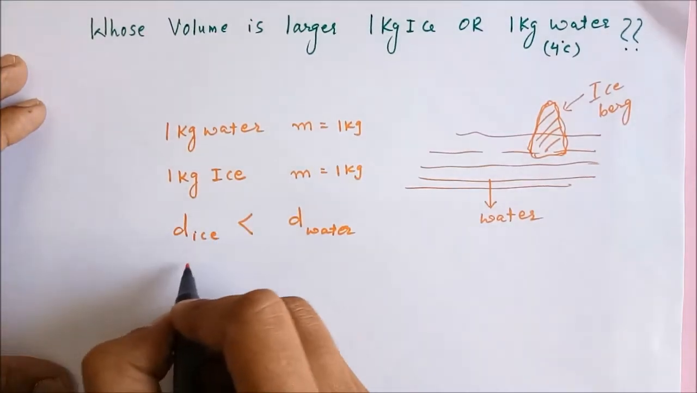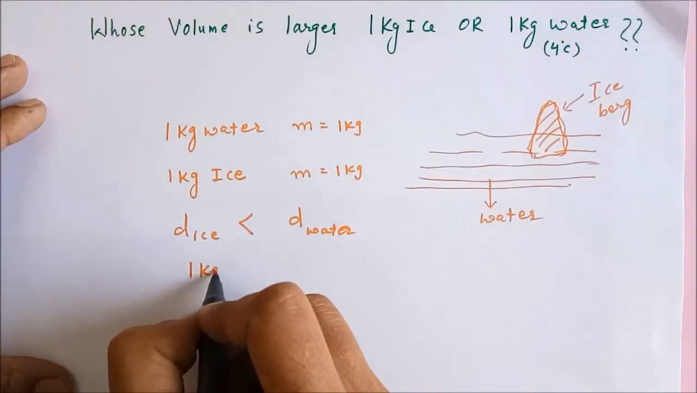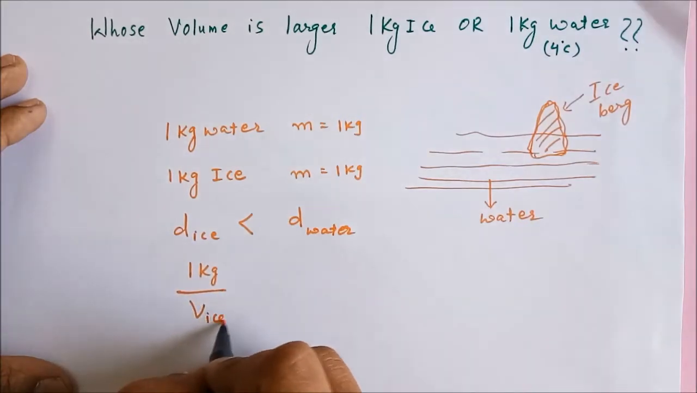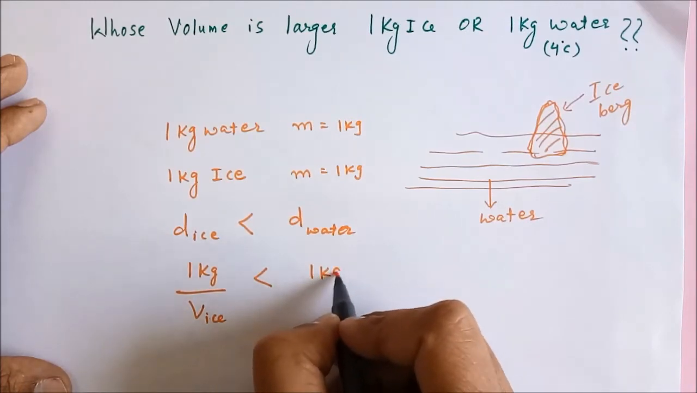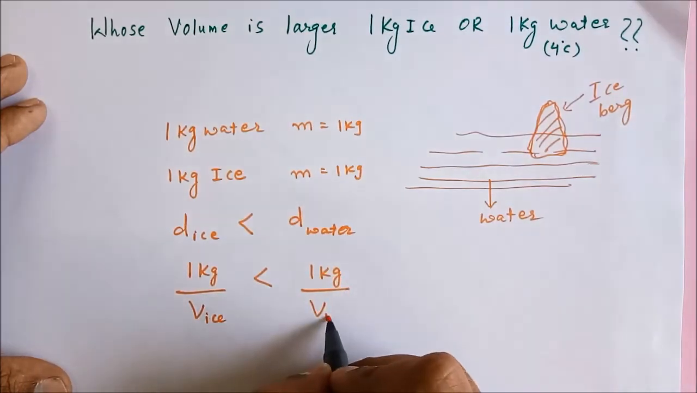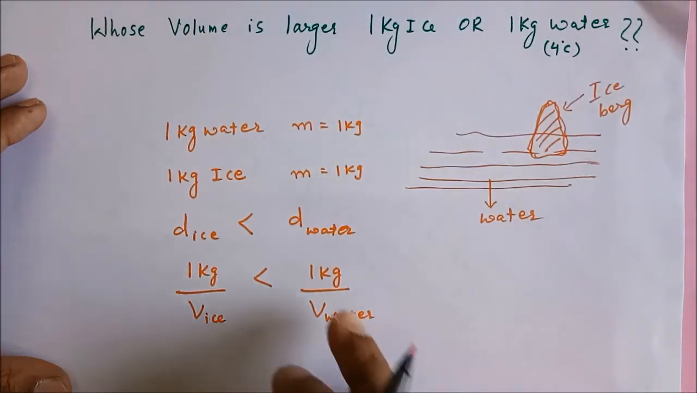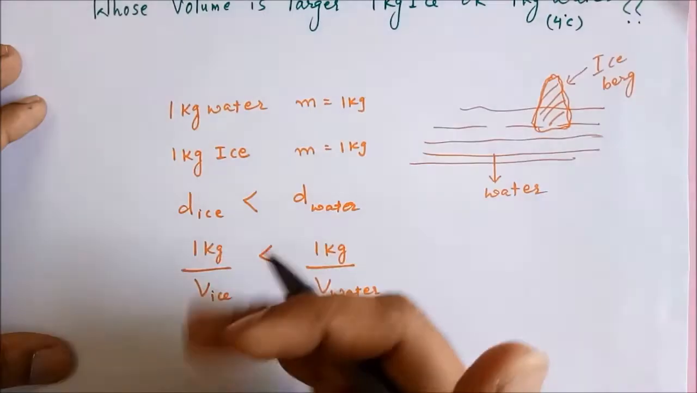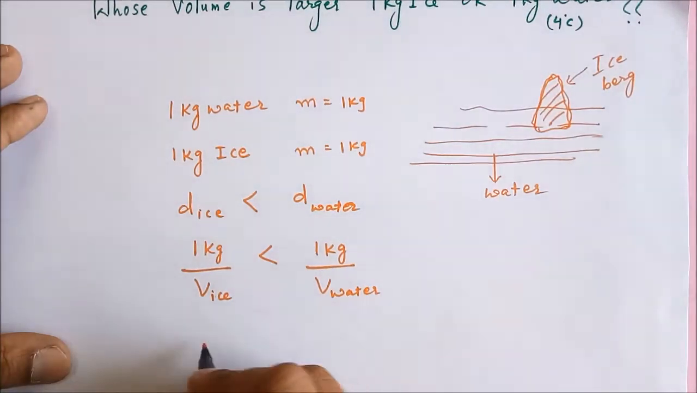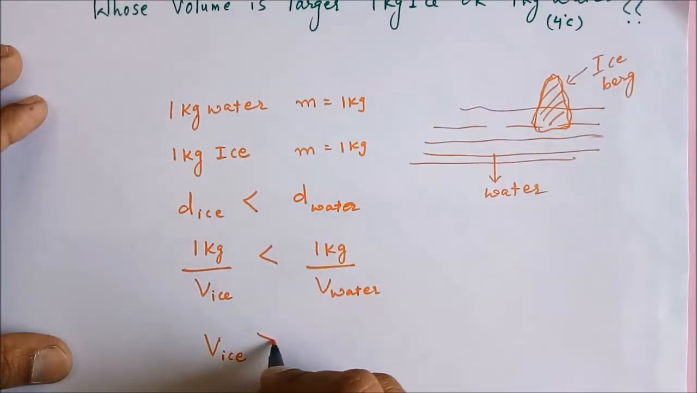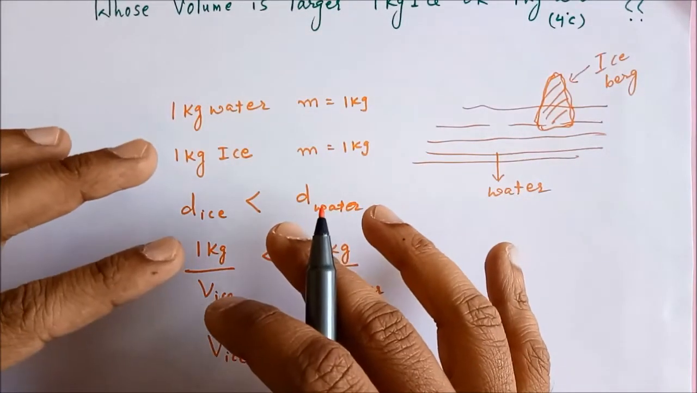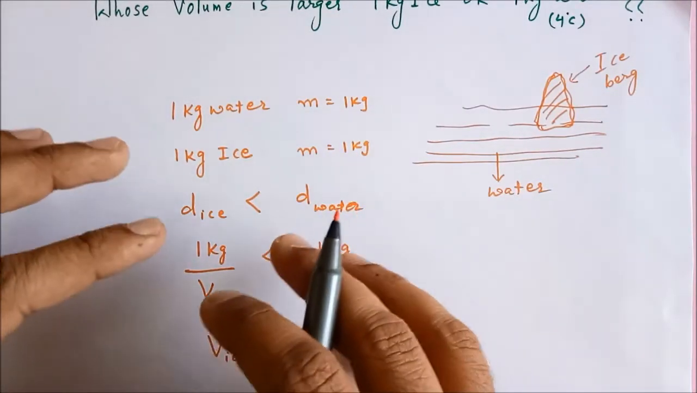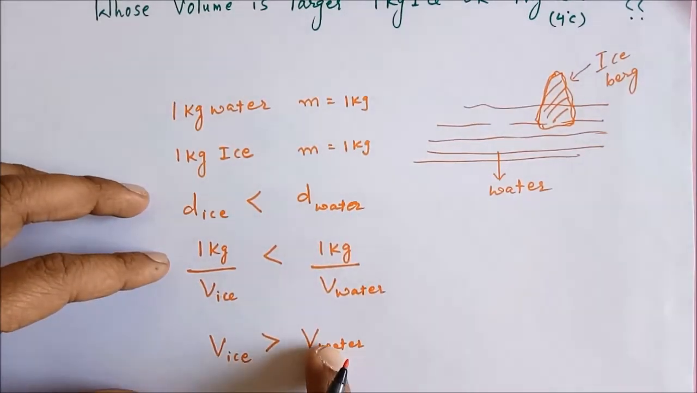Now density is mass upon volume. Mass is 1 kilogram upon volume of ice of 1 kilogram, like this, 1 kilogram upon volume of water for 1 kg. Now guys, if we do the reciprocal, you will come to know this, that volume of ice becomes larger than the volume of water. Quite shocking, right? So it's our misconception that ice has got smaller volume than that of the water.